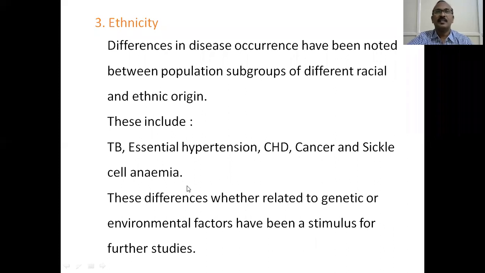Ethnicity. Differences in disease occurrence have been noted between different population subgroups of different racial and ethnic origin. For example, there can be disease occurrence in different subgroups or different races of the population. The diseases that can be considered under ethnicity are tuberculosis, essential hypertension, coronary heart disease, cancer, and sickle cell anemia. So these differences can be related to genetic or environmental factors, which have been a stimulus for further studies.